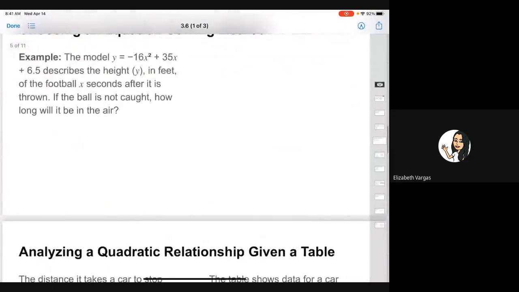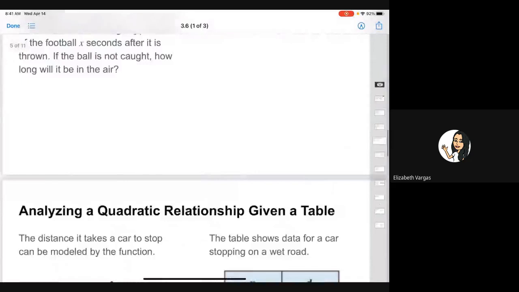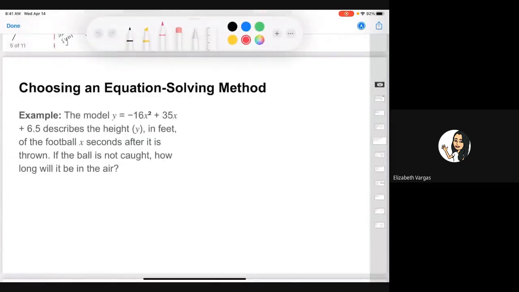Okay. So now we're going to look at one more type of thing that we can solve with this same equation that we're working with. Actually, this one's a little bit different. So in this type of problem, we're given a quadratic equation. So y equals negative 16x squared plus 35x plus 65. So it's a little bit different. And it says, this model describes the height y in feet of the football x seconds after it is thrown. If the ball is not caught, how long will it be in the air?